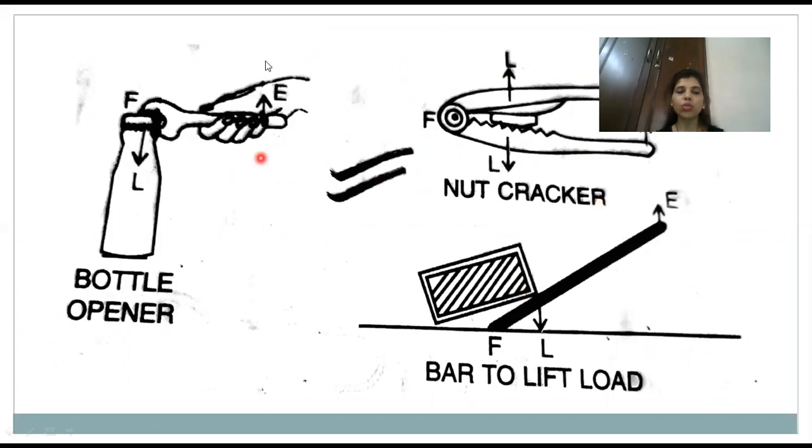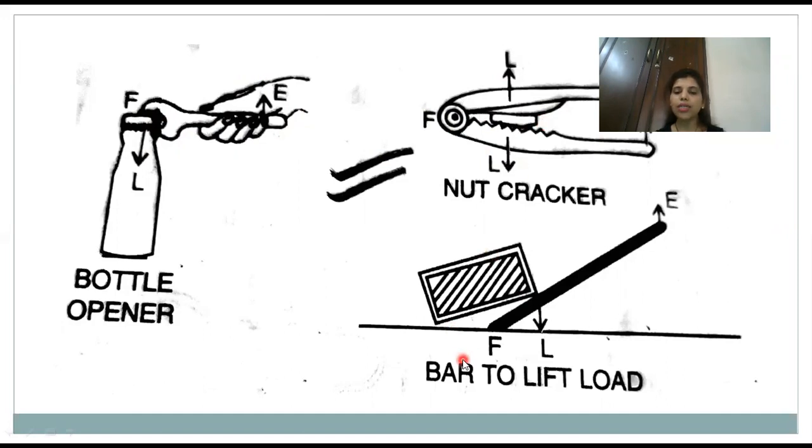Suppose they are asking you bottle opener, which kind of lever is it? Class 1, class 2. You can see over here where the bottle opener is fixed, this point is the fulcrum. Load is at the center, because this is how you're going to fix it. The load will come at the center and effort will be at the handle. So this particular lever is a class 2 lever. Again, nutcracker, you can see fulcrum is at one end, load is at the center, effort is on this side. So as load is at the center, nutcracker is a class 2 lever.